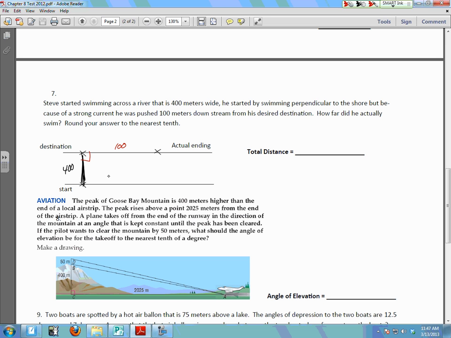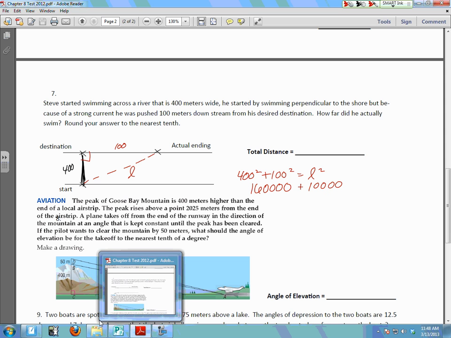It says, how far did he actually swim? Well, he swam that distance there. That's what we're looking for. We've got a right triangle here, so if I call that L, I can say 400 squared plus 100 squared is equal to L squared. 400 squared is going to be that number, 100 squared is going to be that number, and we add those together.